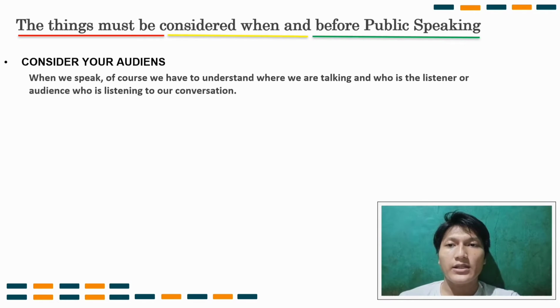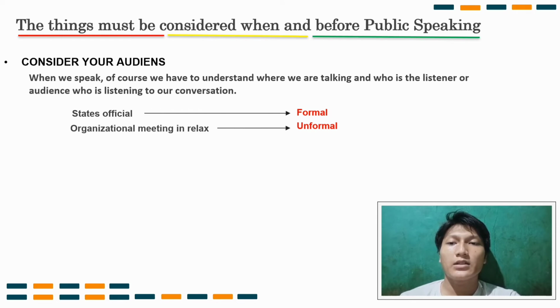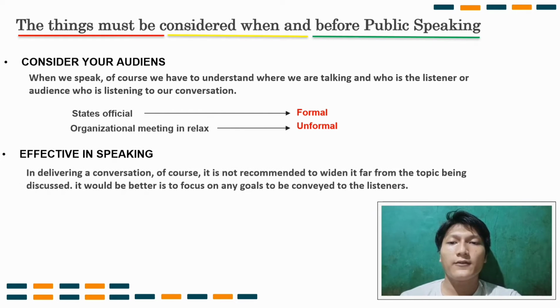For example, when we speak or make a presentation in front of officials or lecturers, of course in a formal atmosphere, we really need to pay attention to the use of good and formal language in speaking. It is inversely proportional if we are going to do a presentation or talk in a non-formal setting such as an organizational meeting in a relaxed atmosphere. Of course, by differentiating this, we will be able to convey information according to the target when we speak.